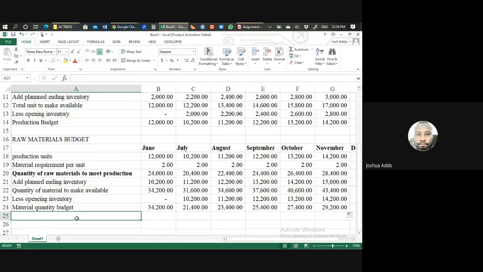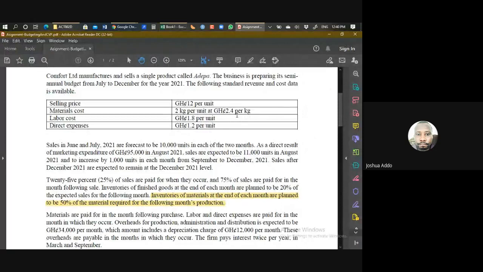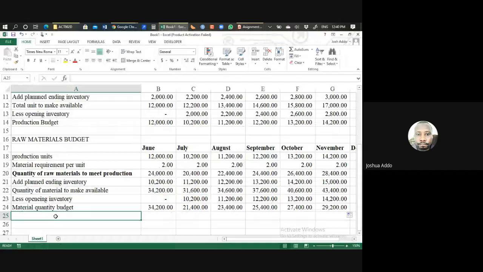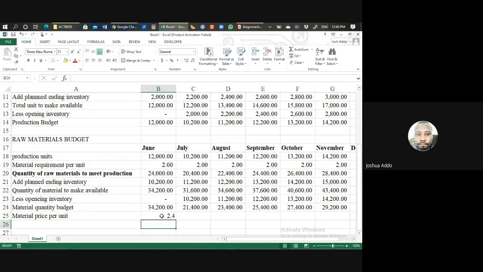Then these materials, each one is purchased at a price of 2 cedis 40 pesos. That is in the question. So we can put here, let me make it more explicit, material price per unit. It's 2 cedis 40 pesos. And it doesn't change, it's constant for all the months. So we just drag the same value across all the respective months.